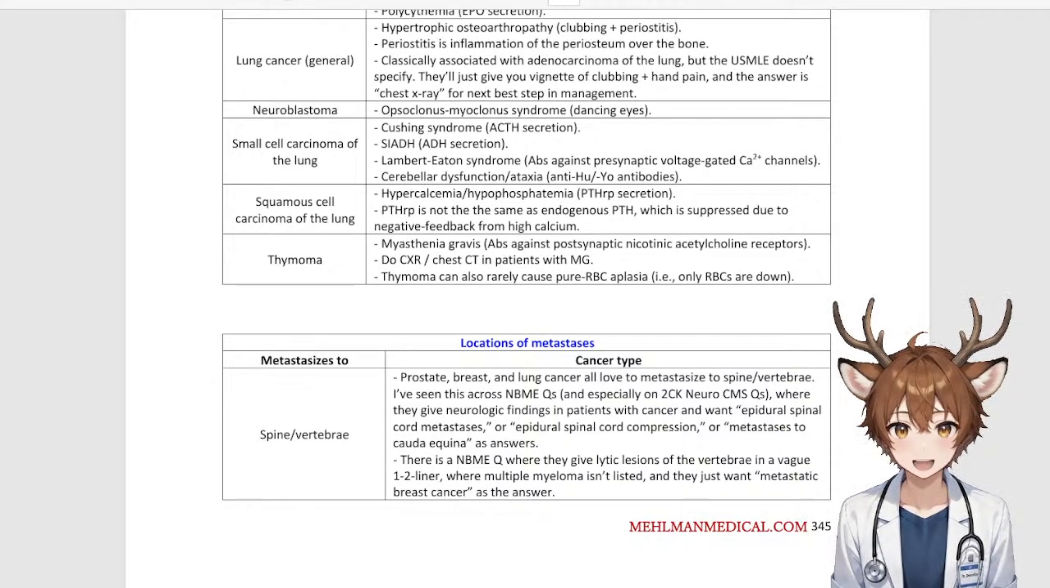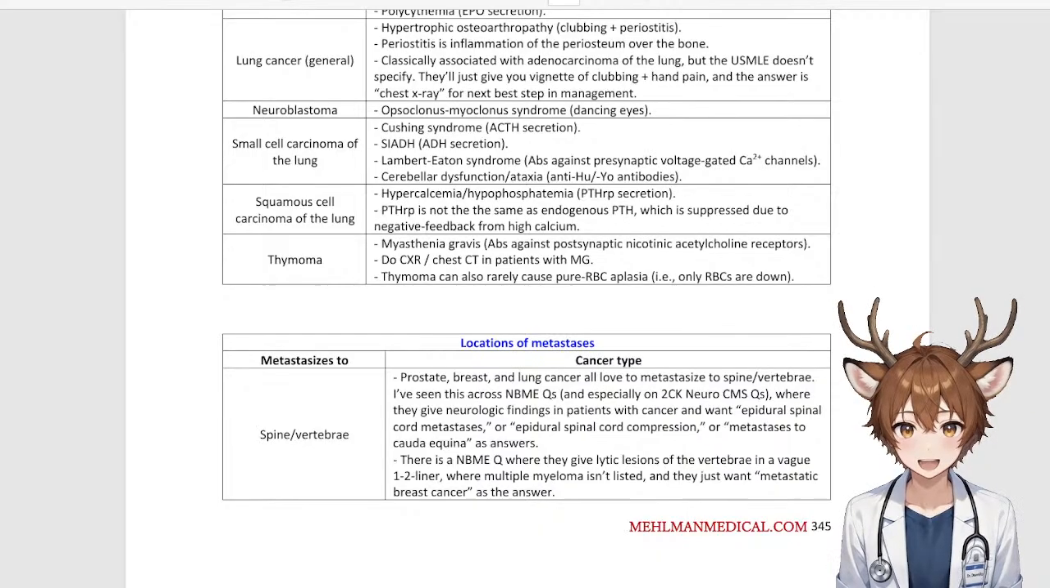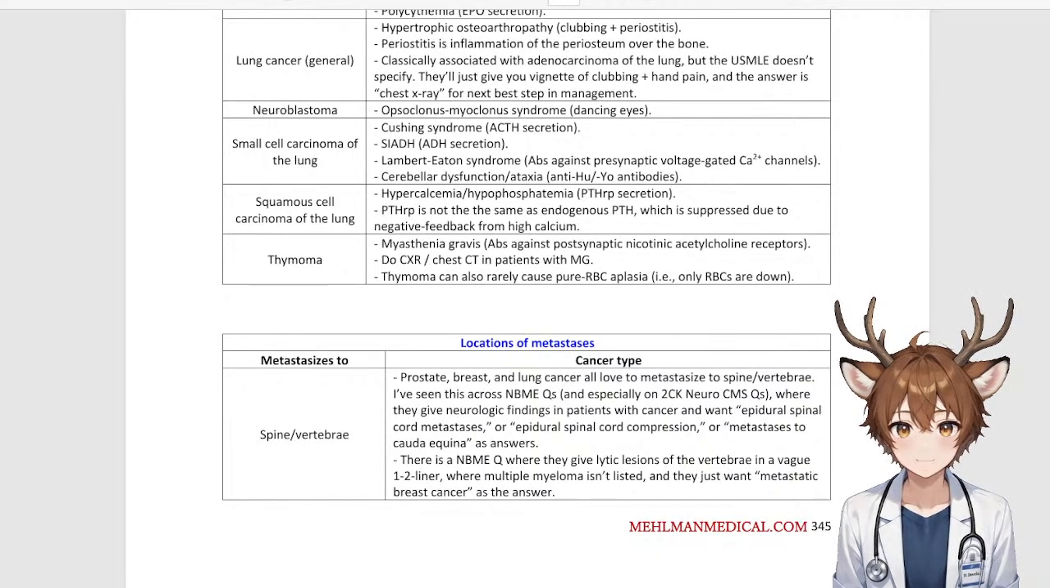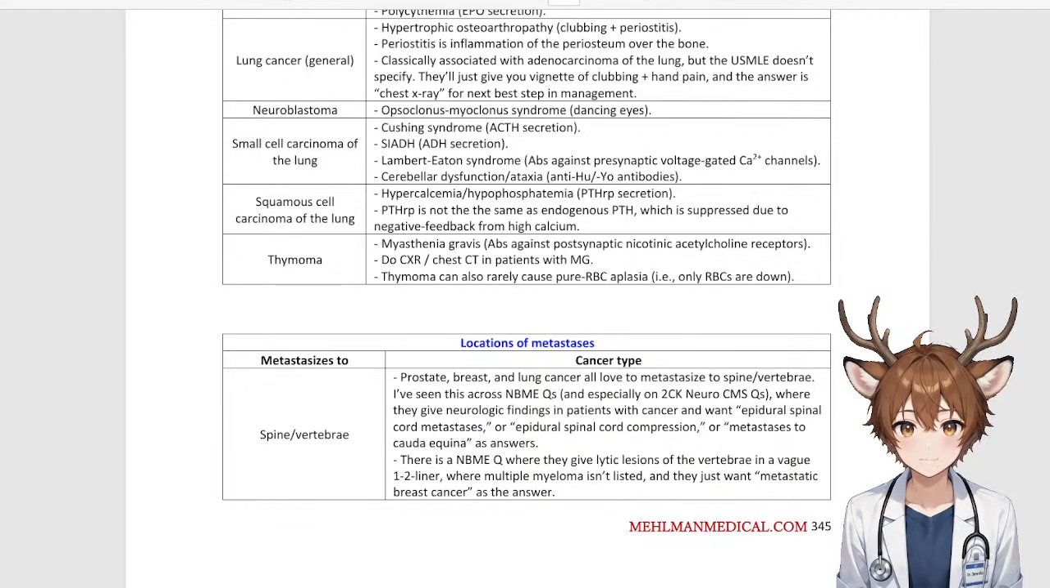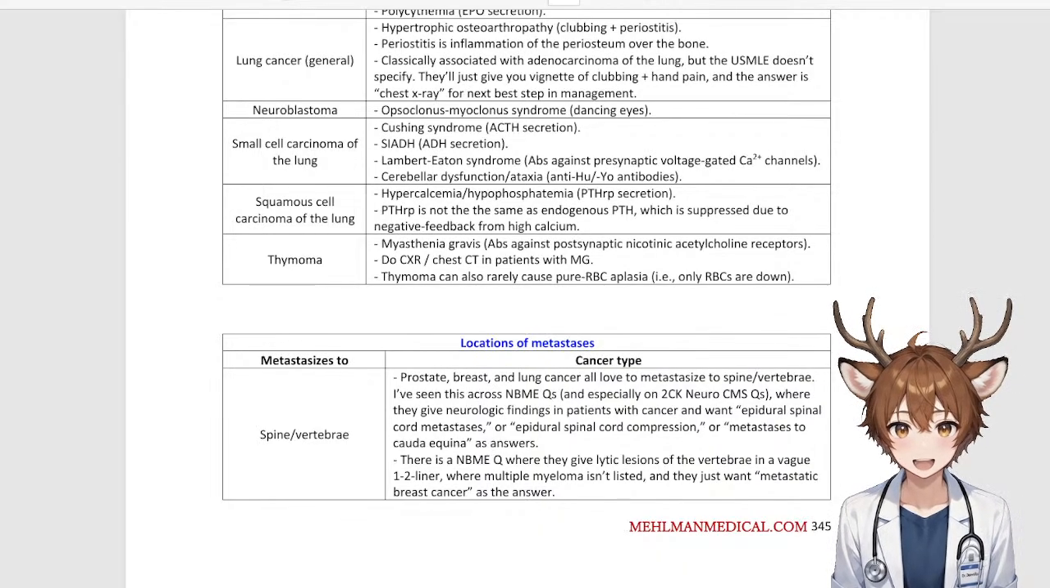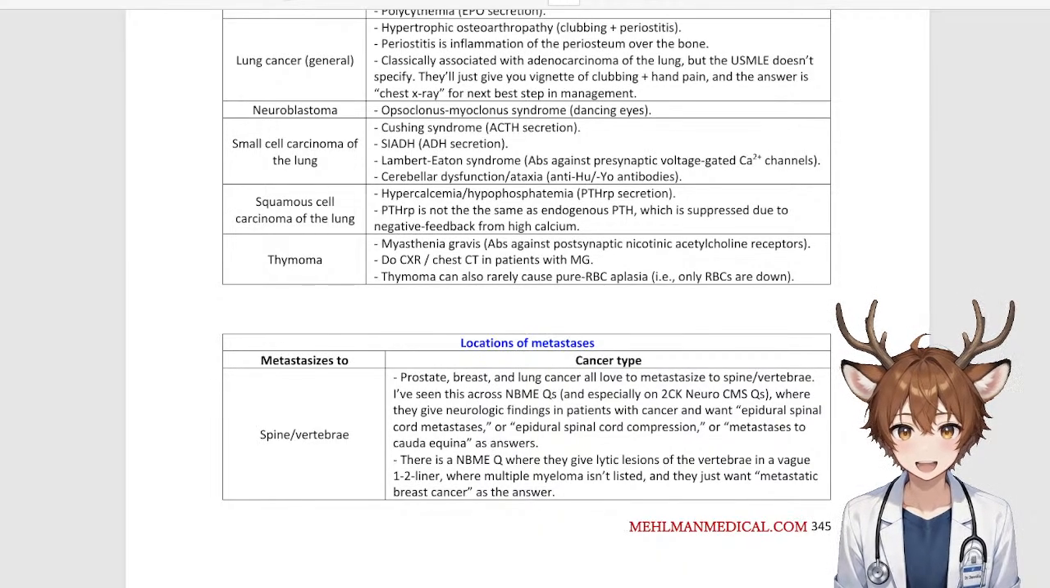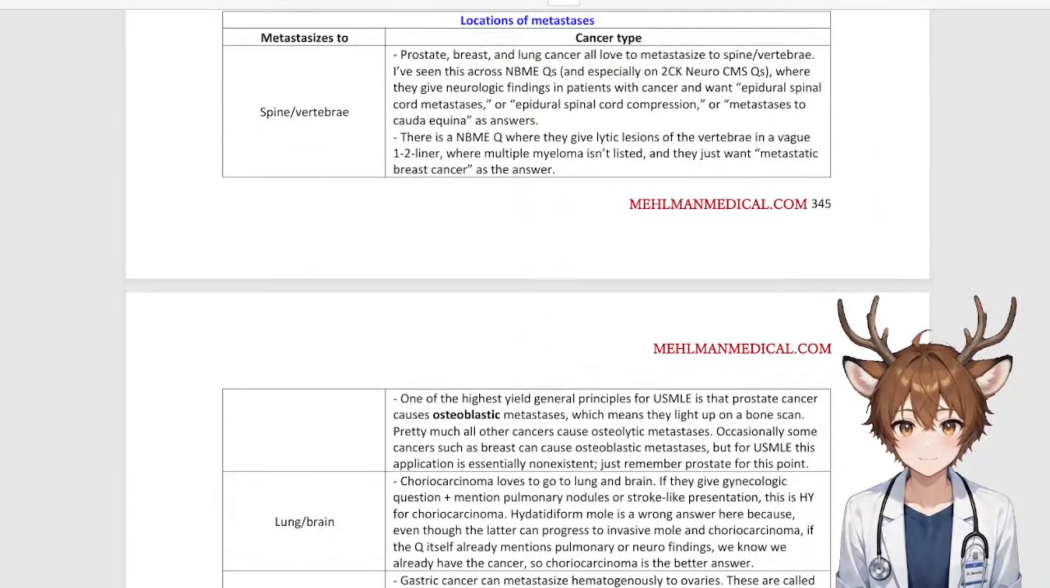Thymoma, myasthenia gravis, antibodies against postsynaptic nicotinic acetylcholine receptors. Do chest X-ray/chest CT in patients with myasthenia gravis. Thymoma can also rarely cause a pure RBC aplasia, that is to say, only RBCs are down.